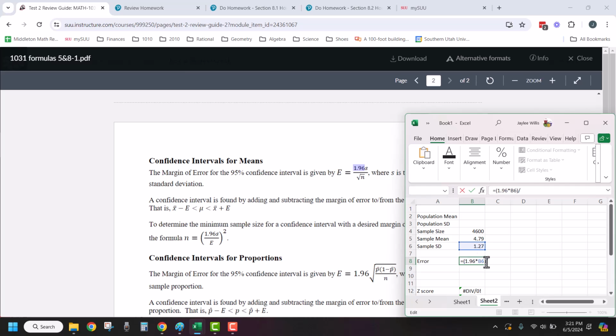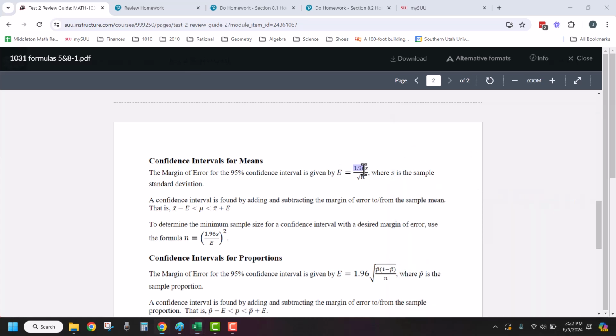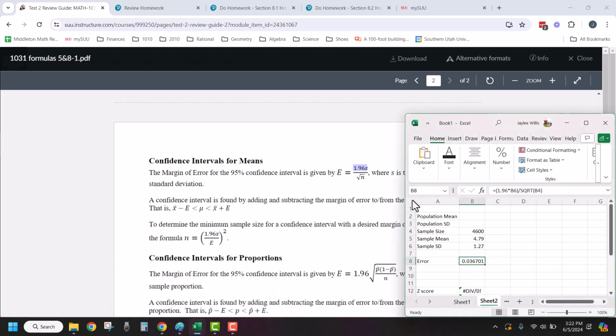Technically, multiplication and division can be done in any order with order of operations, but we'll just keep it clean this way. So I'm going to divide that result by the square root of the sample size. And that gives me this error amount. And this error is specifically related to a 95% confidence interval. If you wanted to do a different confidence interval, this number would have to be some other value. Like if it was a 99.7% confidence interval, this would be about 3. But since we pretty much always use 95% as our confidence interval, we can just use that number there.